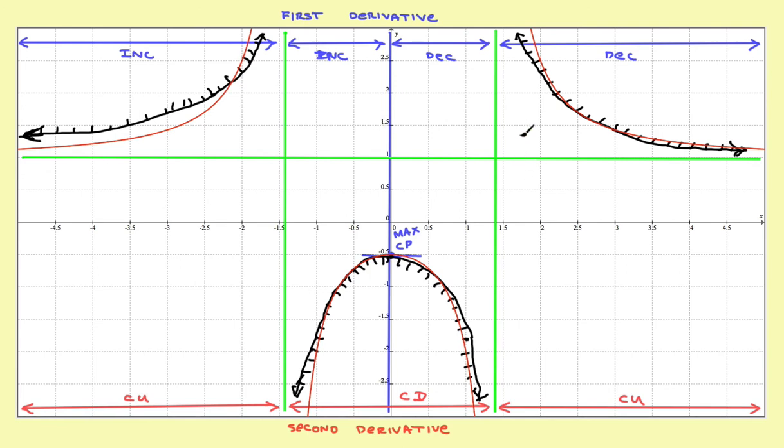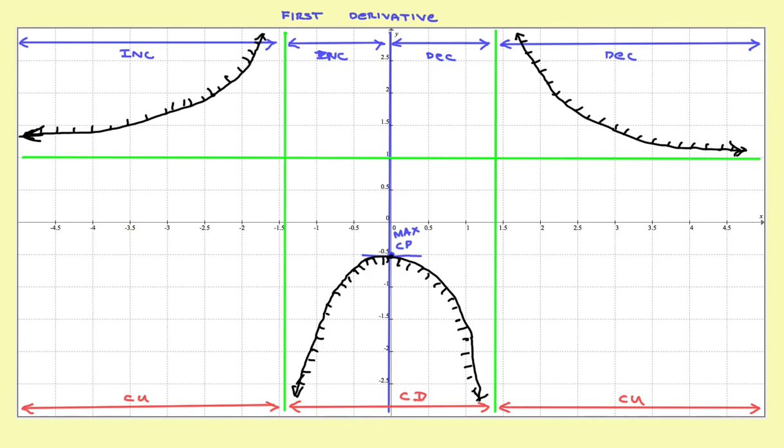Now, one final thing, just to see the effect of the first derivative and second derivative, let's go ahead and turn the red graph off, and let's turn off the second derivative information. So if we just look at the first derivative information, you can see if you combine the first derivative information with the asymptotes, it divides it up into intervals where it's increasing and decreasing. The blue information tells you about increasing and decreasing.